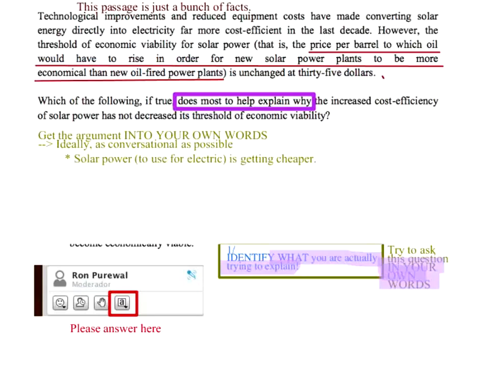So let me write that. That's what that means. How much would oil have to cost to equal the cost of solar power? Like, what would you expect to happen to this? What would we expect? Would we expect this price per barrel to start going down or up if solar is getting cheaper?